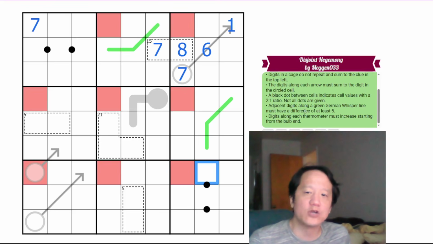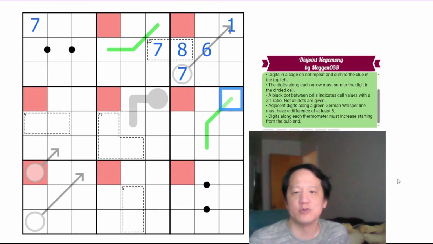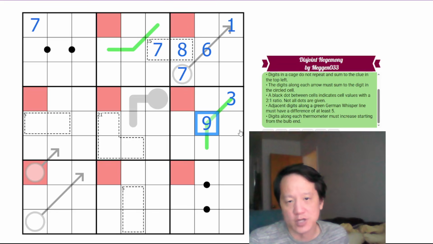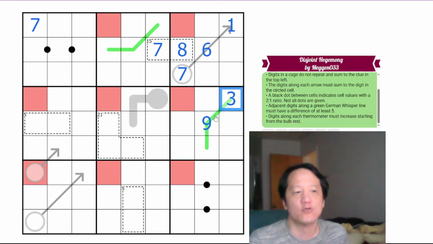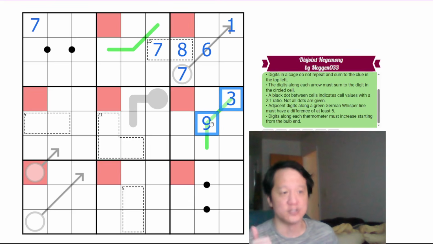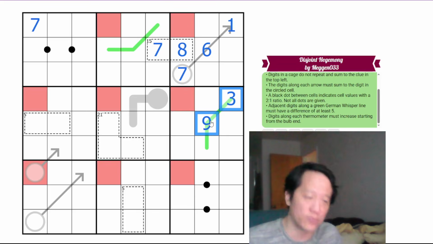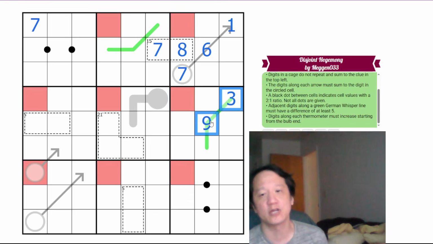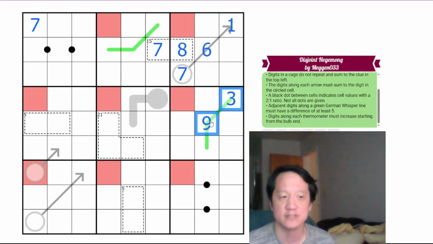Adjacent digits along a green German whisper line must have a difference of at least 5. So for example, if this were a 3, this would have to be 8 or 9 to make sure these digits are 5 or more away from 3, because 8 and 9 are the only digits which are 5 or more away from 3. I will be calling them whisper 5 lines because a setter came up with that name and I thought it was very easily extendable and I liked that better. So that's why I call them whisper 5 lines.